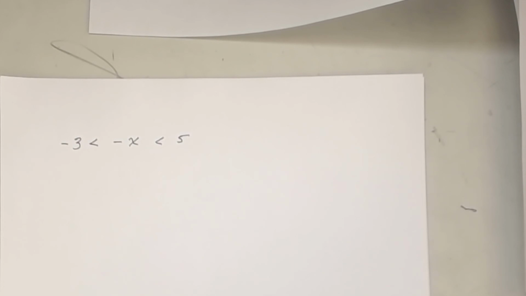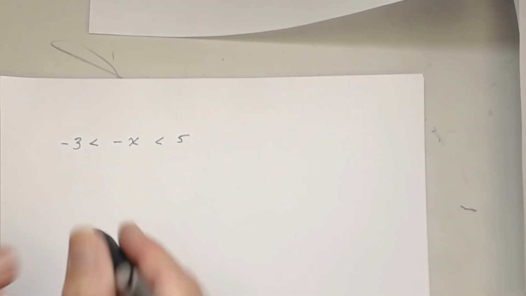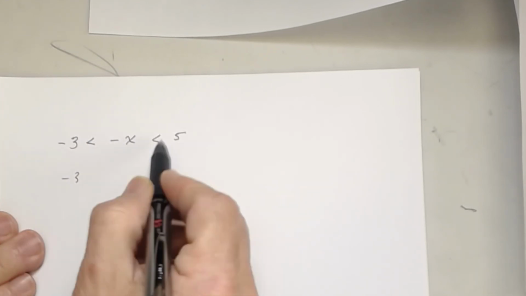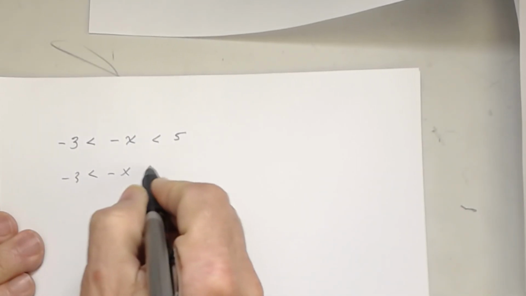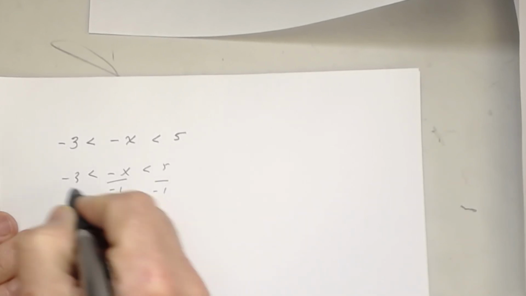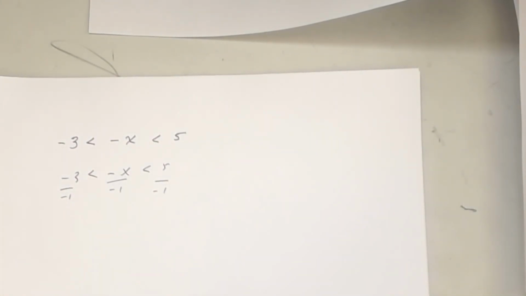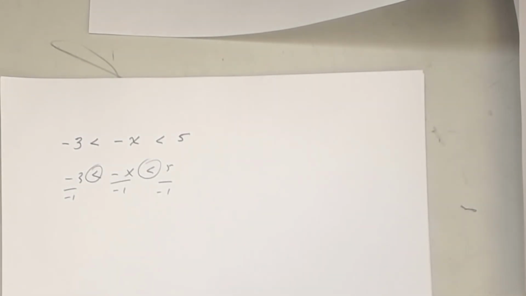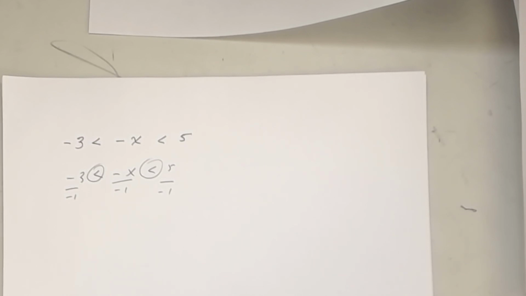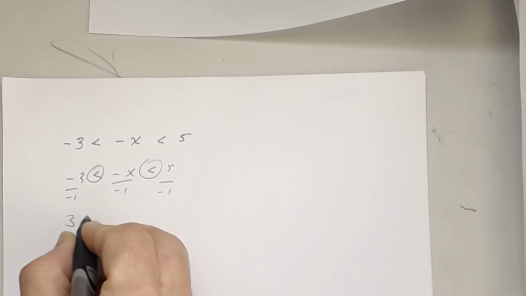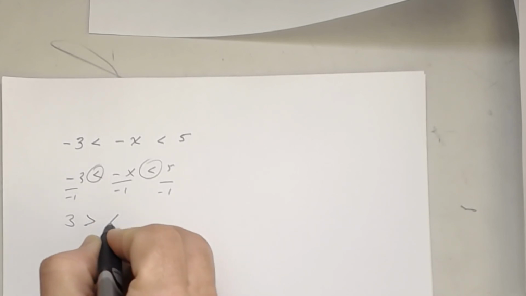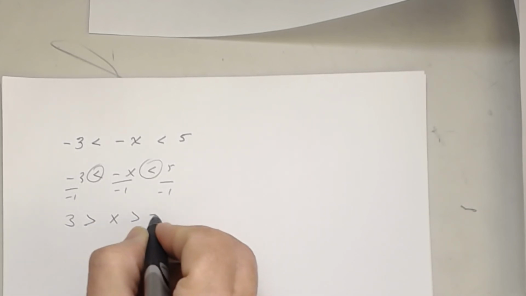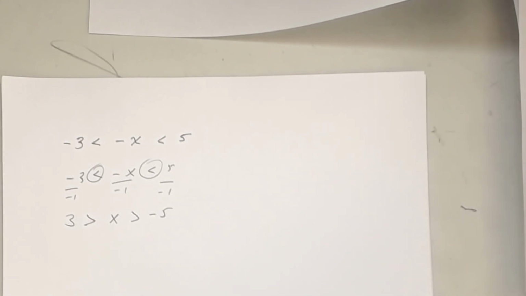Divide all parts by negative 1. I'm going to rewrite this because I'm going to come back and talk about the solution. Divide by negative 1, divide by negative 1, divide by negative 1. But remember, I'm dividing by negative numbers, so I've got to reverse both of those, just like you did on test 2. Negative 3 divided by negative 1 is 3. Positive x is greater than negative 5. All right, so that's where we're at.